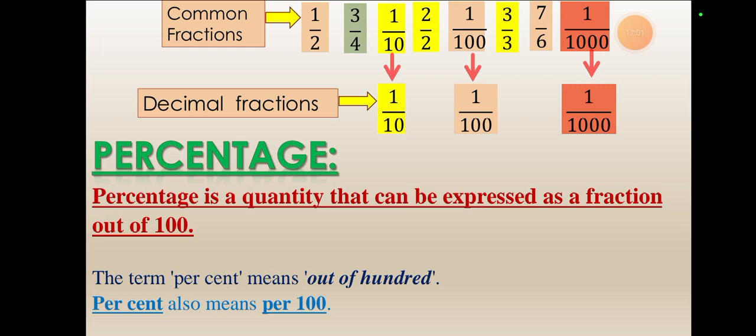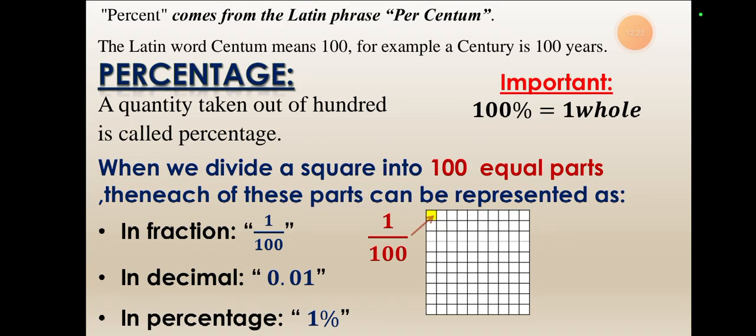Like if I have 50%, I have 50 out of 100, because the total is 100%, and out of that 100%, I am discussing 50% now, and then the remaining 50% is left. So percent basically means out of 100. That's why it's obvious to use the term percent. Percent comes from the Latin phrase per centum. The Latin word centum means 100.